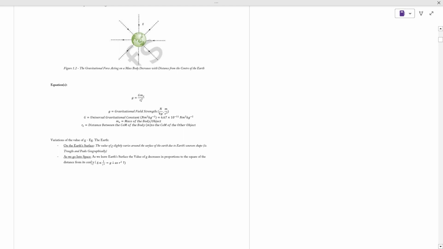And as we go into space, as we leave Earth's surface, the value of g decreases in proportion to the square of the distance from its center. For example, you can derive proportion relationships from the equation here, where you can see that the gravitational field strength is inversely proportional to r squared, meaning that as you increase your r, as you step further away from the mass body that has the gravity field, the lower the gravitational field strength you'll be experiencing. And it's actually a squared relationship, so it happens even faster.